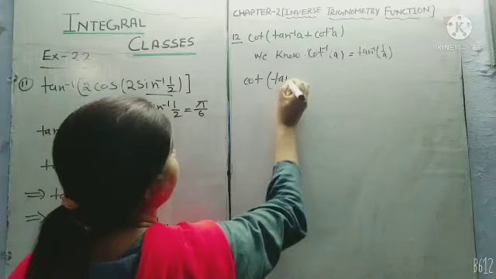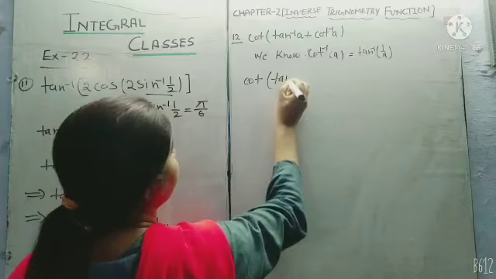Today we are going to start question number 11 of exercise 2.2. So student, now tan inverse 2 cos 2 sin inverse 1 by 2. As we know, the value of sin inverse 1 by 2 equals what? It is pi by 6. Okay, so in tan inverse 2 cos 2, we will replace sin inverse 1 by 2 by pi by 6.